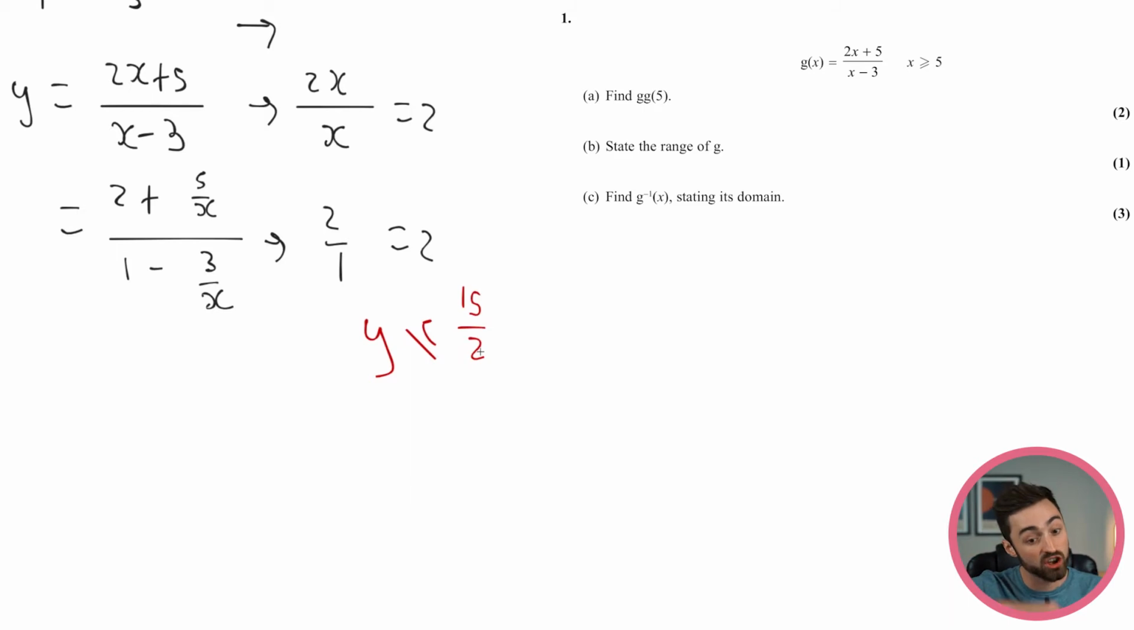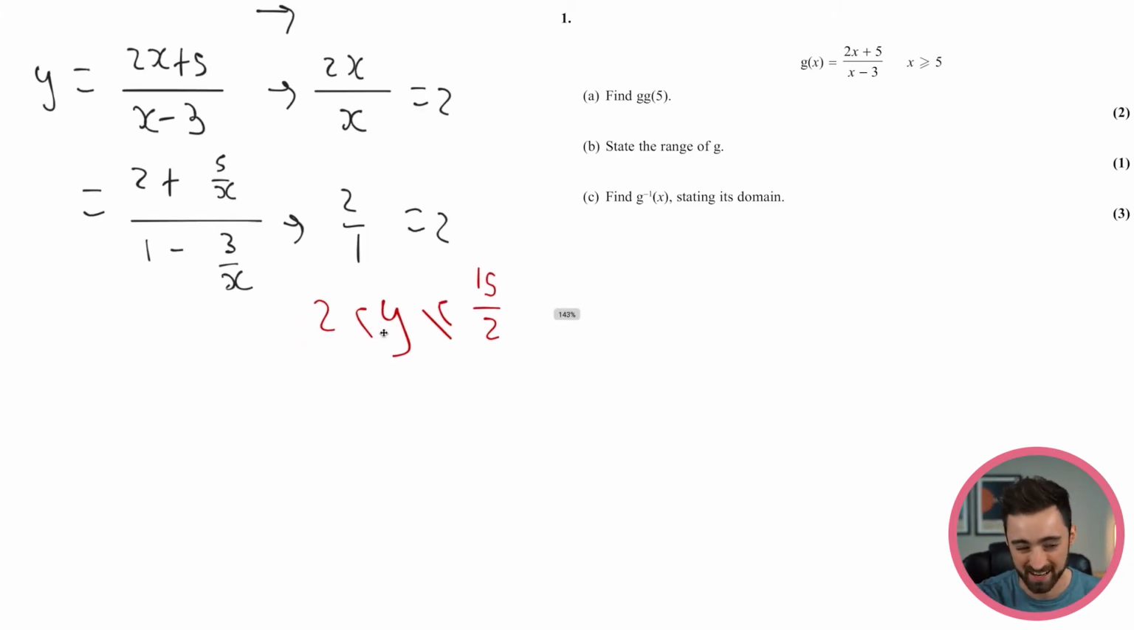But then the 2 is just an asymptote, so it never quite hits it. It gets really, really close to it, so it's just going to be greater than it. So that's going to be the range here. And I quite a lot of hallmark, I know.